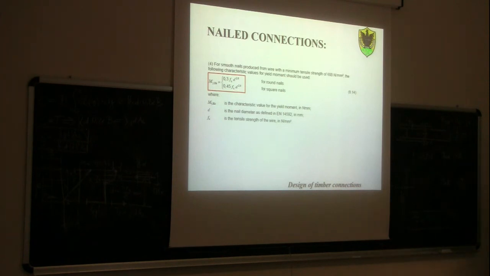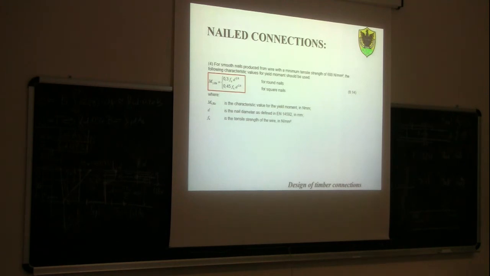What is the section modulus of a rectangle, for example? B D squared divided by a number. 6, the elastic one. Okay, and just forget about the number. So here will be k times what? D must be to the power of 3.